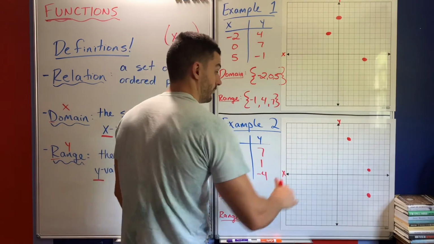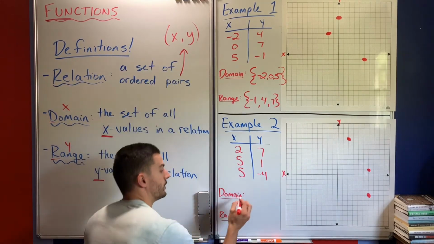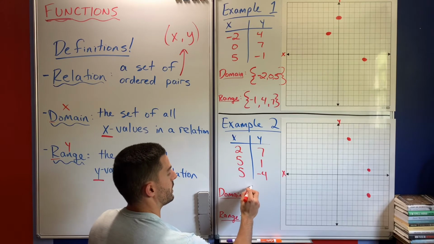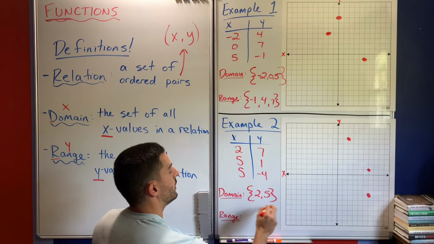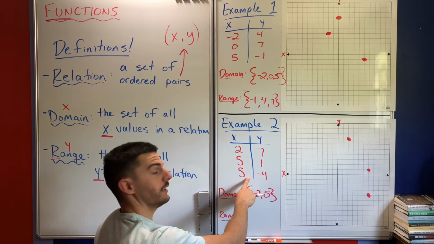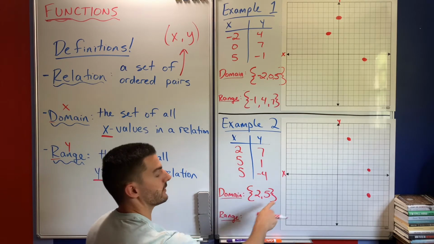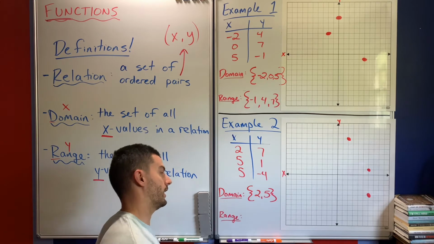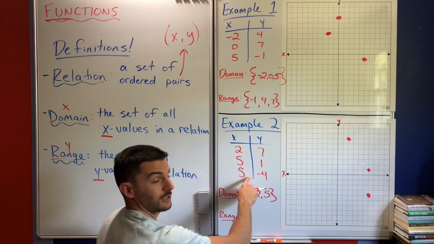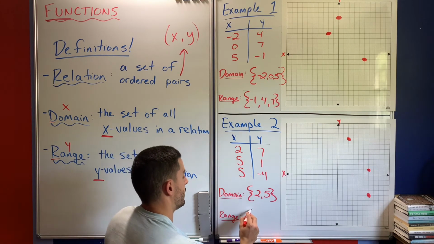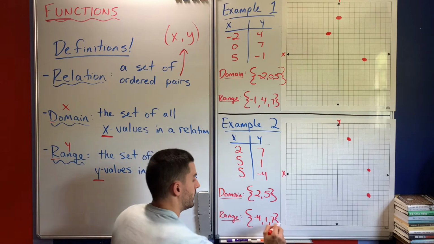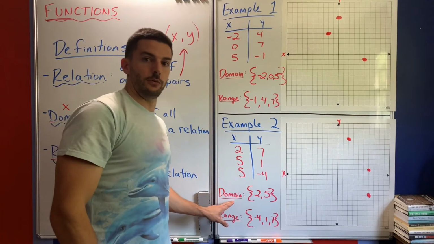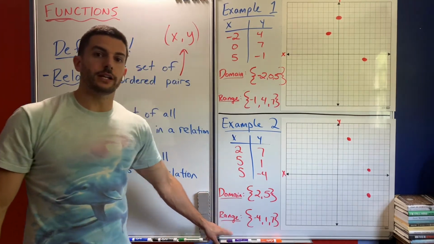I can show it in the graph, and then if I list the domain and range, I would get the domain as 2, 5. Notice 5 is listed twice, but I don't need to write it a second time. It's just a set of all the different values. So 5 is already listed here, so I don't need to list it again. And then the range is, again in numerical order, -4, 1, and 7. Again, a set of all the x values is the domain, a set of all the y values is the range. So there you go.